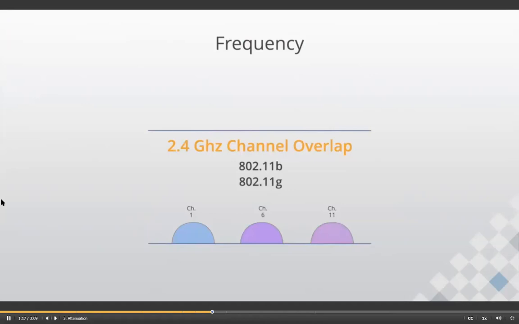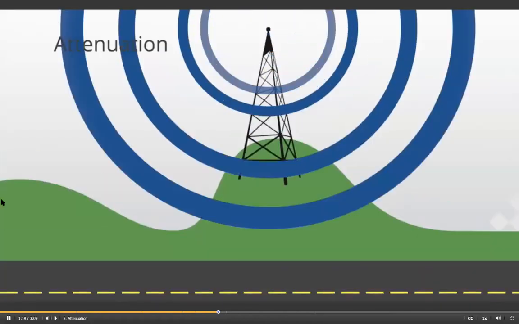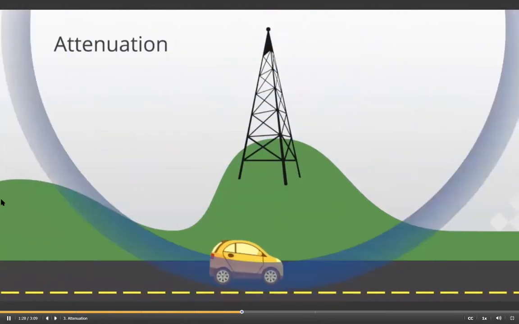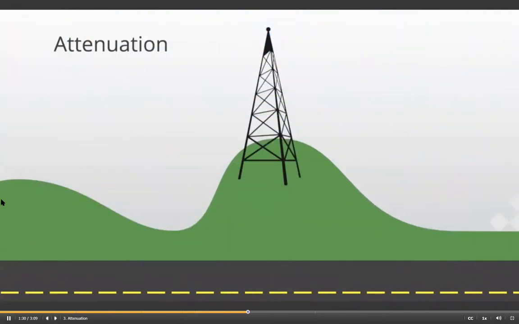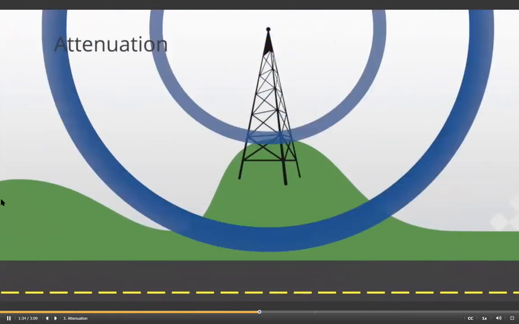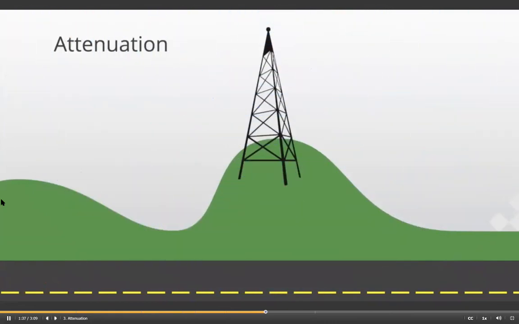One of the features of a radio wave is attenuation. As a radio signal travels away from its point of origin, the signal becomes weaker. If you've ever listened to the radio in your car as you've driven out of town, you've experienced attenuation firsthand. One of the drawbacks of higher frequency bands is that they have more attenuation and therefore cover less distance.